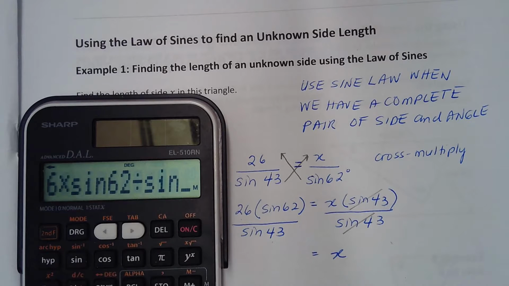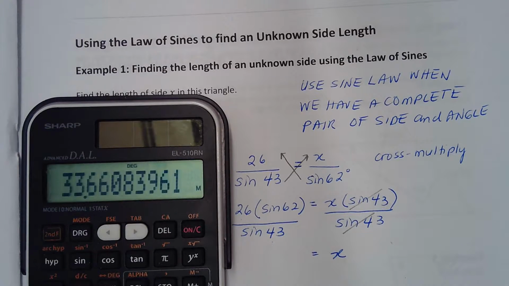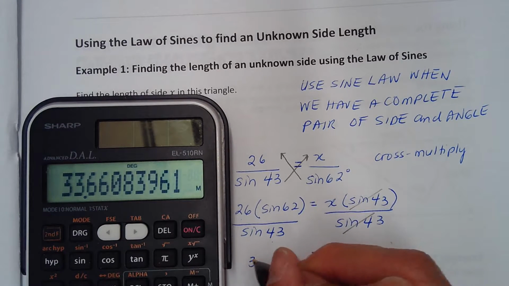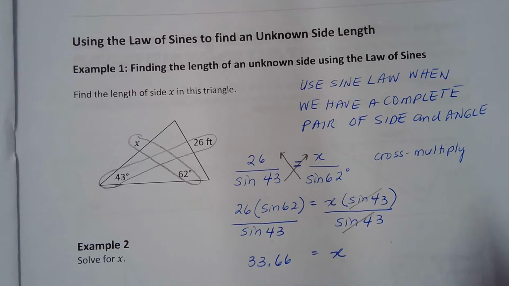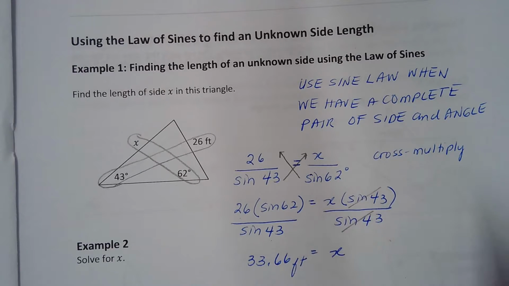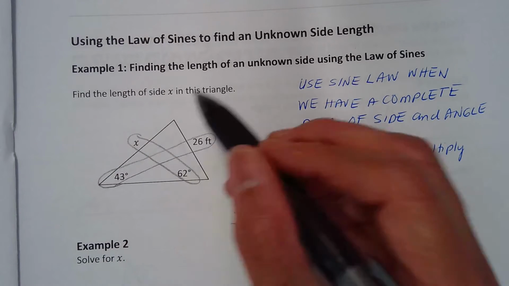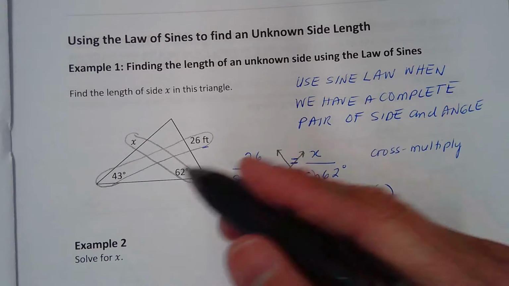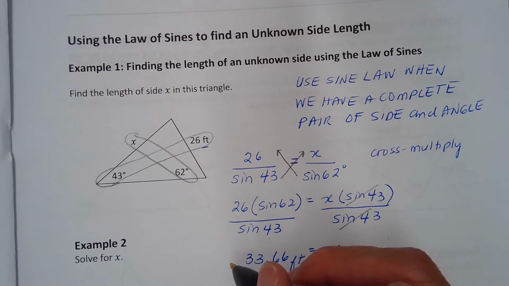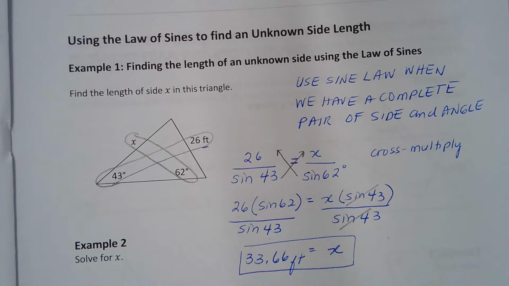Maybe 33.66. Did you get 33.66? Yes, okay. What would that be? 33.66 feet. We're talking about the length, so it has to be feet, right? The side is feet, all the sides are feet. Okay? That's not bad, right? We're going to try another one.